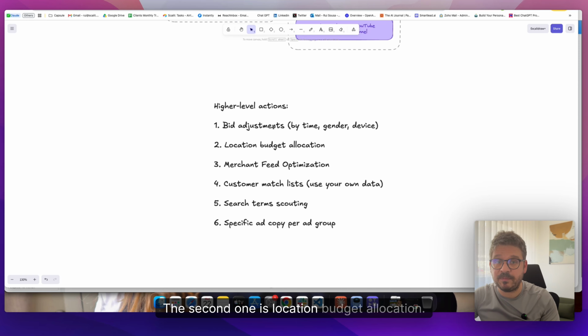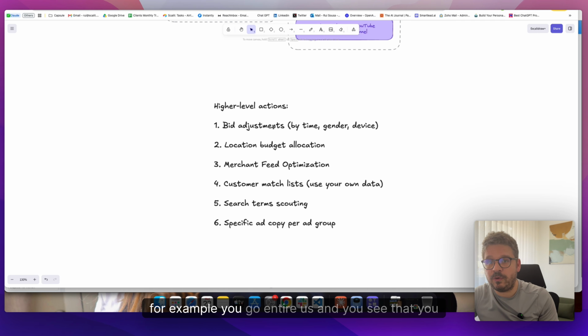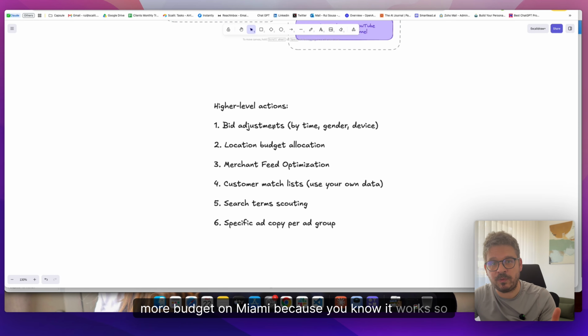The second one is location budget allocation. So if you have, for example, gone entire US and you see that you sell a lot in Miami, you can then just create a campaign pretty similar to the other ones, but you just focus on Miami, you exclude Miami from the broad one, and you put more budget on Miami because you know it works so well, okay?